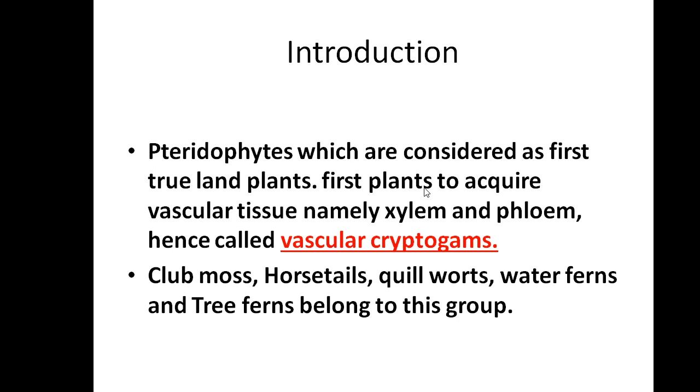Why? Because they have a true root and stem system, and they do not have seeds, so they are called seedless vascular cryptogams. They have xylem and phloem along with an established root and stem system, so they are called the first true land plants. Compared to algae and bryophytes, in the pteridophyte class only will you have a separate root and stem for the plant. The first plants to acquire vascular tissues like xylem and phloem, hence they are called vascular cryptogams. But bryophytes do not have these, so they are called non-vascular cryptogams.